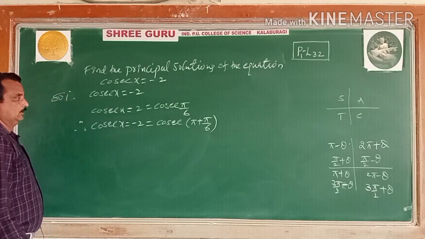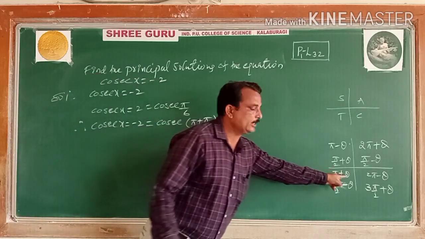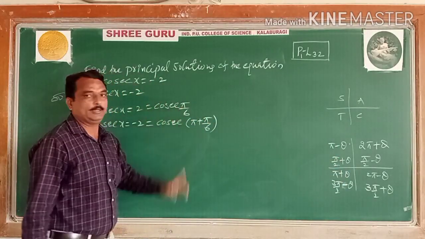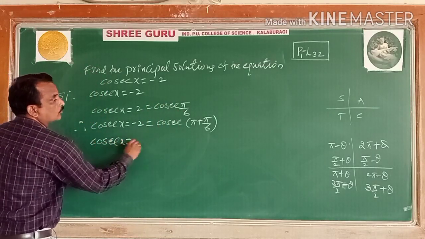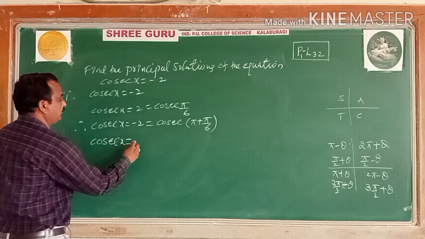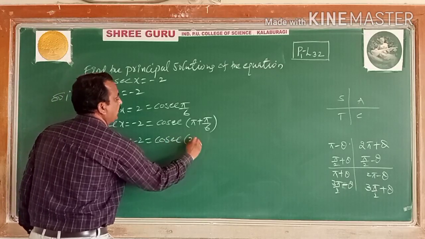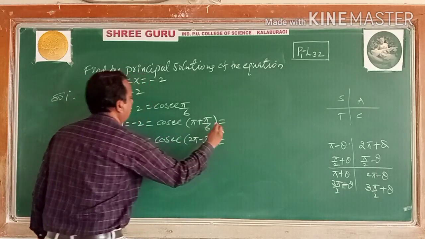Clear, all of you? Third quadrant, pi plus theta. Theta is the given value, pi by 6. This is the third quadrant. Next, come to the fourth quadrant. Because it is negative in the third and fourth quadrants, the fourth quadrant possibility is 2 pi minus pi by 6. Simplify both the values and write them.